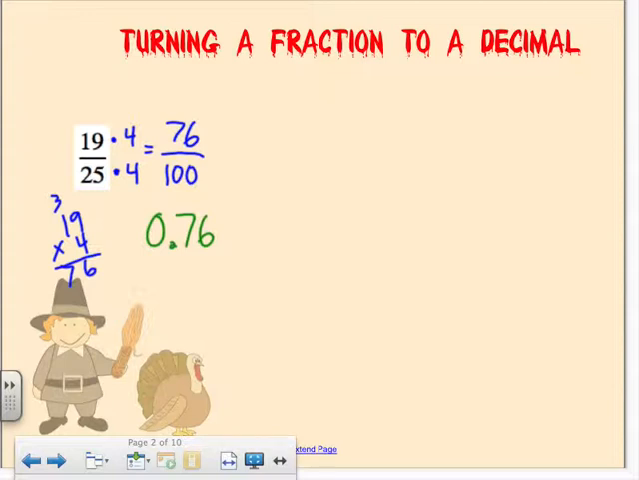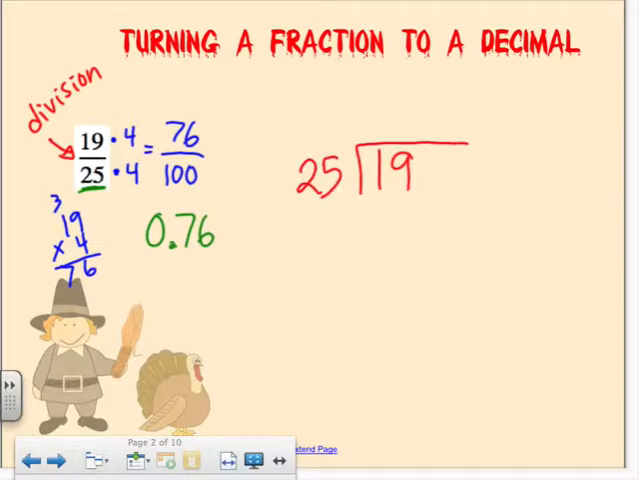But the problem is that only works if this denominator is a factor of 100 or 10 or 1,000 or something like that, which is not always going to be the case. So your other option, which will work no matter what the fraction is, is to divide. Remember, this fraction bar means division. And remember, you always divide the top number, the numerator, by the bottom number, the denominator.